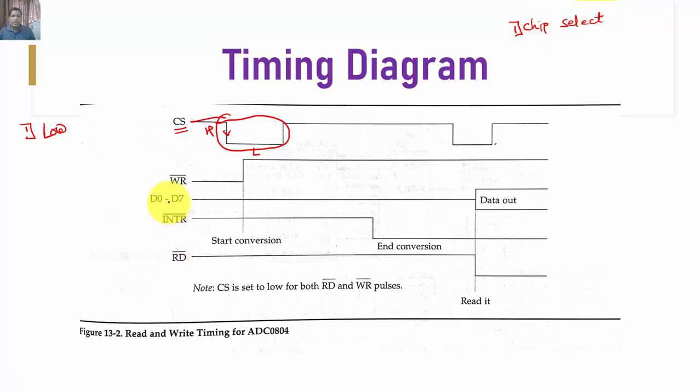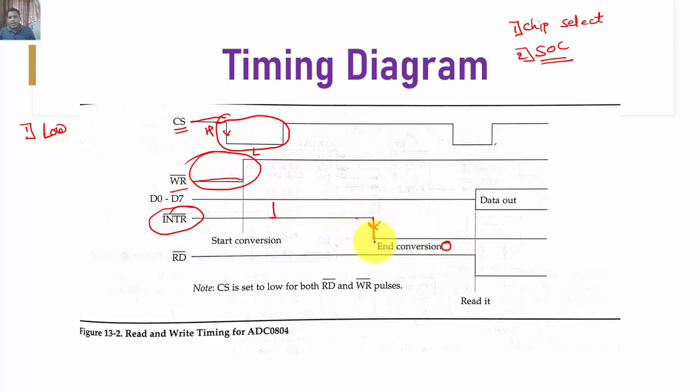Once we select the chip, we have to send the WR bar signal, and to do that I am going to issue this pulse. The moment this pulse is provided, what will happen? The conversion starts. I call this SOC, the start of conversion, right? Once this WR bar signal is given, the conversion begins, so we wait for the status of the INT bar pin to change. By default it is 1, and the moment the conversion is completed, the status of the pin changes from 1 to 0.